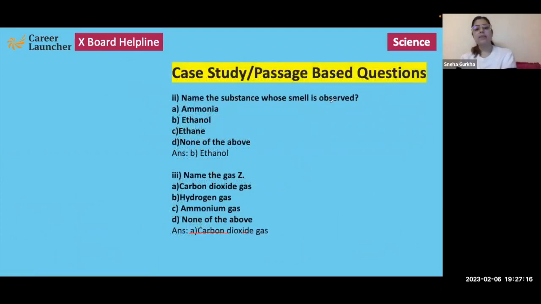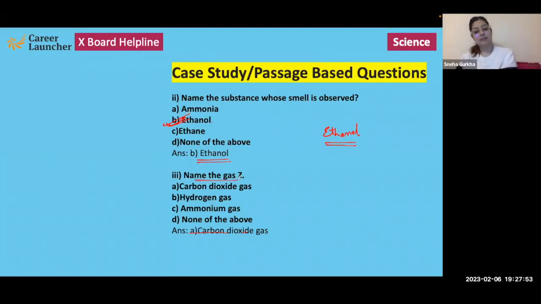Next, name the substance whose smell is observed. So we already decoded that this is a fermentation process which is taking place, and as a result of which ethanol production will take place, and that smell that will be observed will be of ethanol. So the correct answer is going to be B, ethanol. Let's still have a look at the options. So ammonia, ethanol, ethane, none of the above. So the correct answer will be ethanol.